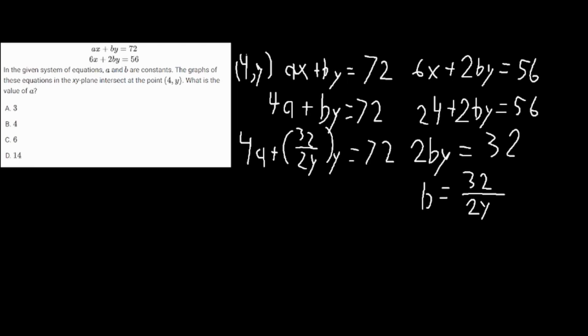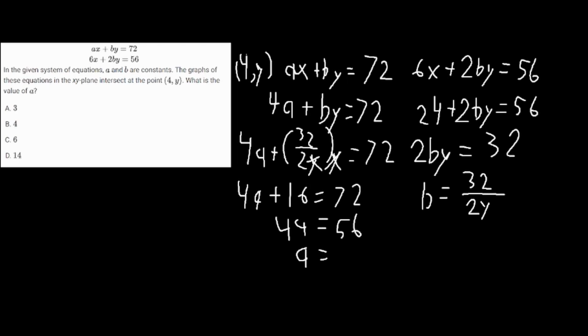And so what you'll notice is that because y is in the denominator, it will actually cancel out with the y it's being multiplied by. So that takes that out of the equation. So we're left with 4a plus 32 over 2 equals 72. And we know that 32 divided by 2 is 16, so 4a plus 16 equals 72. Subtract 16 from both sides. That will give us 4a equals 56. And finally, we will divide by 4, giving us a is equal to 14, which is answer choice D.